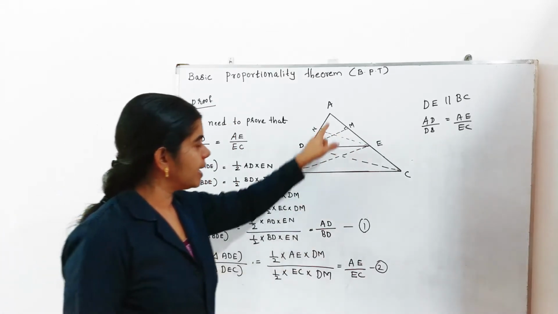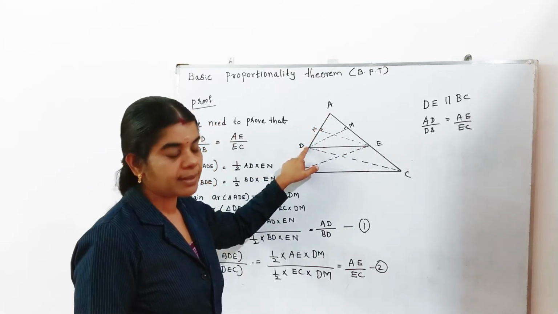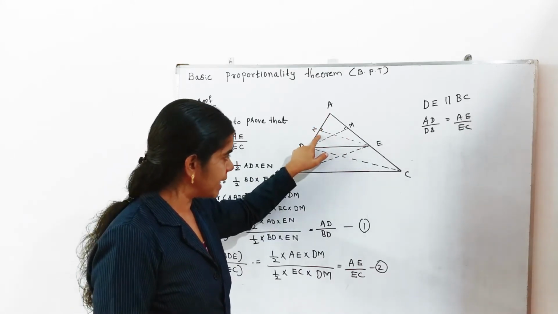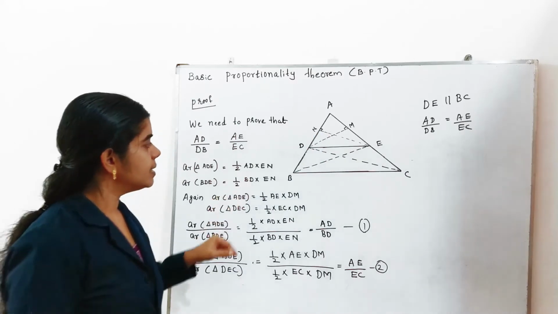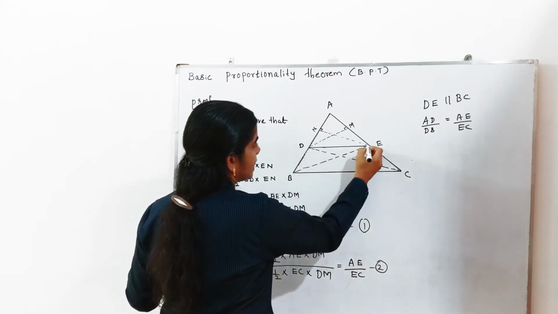First we want to write the area of the triangle ADE is equal to half. First you take this side AD, half AD into EN. That I have written. Then I am taking the next area, the area of the triangle BDE.